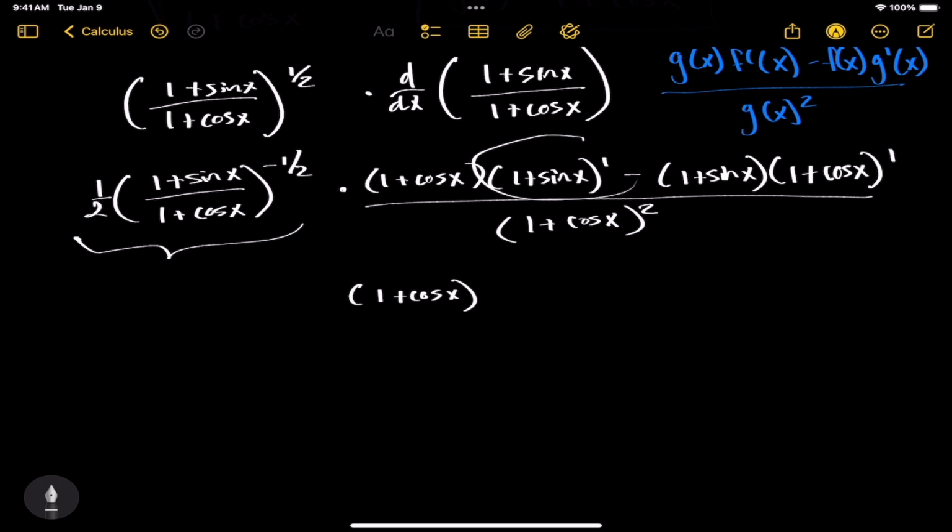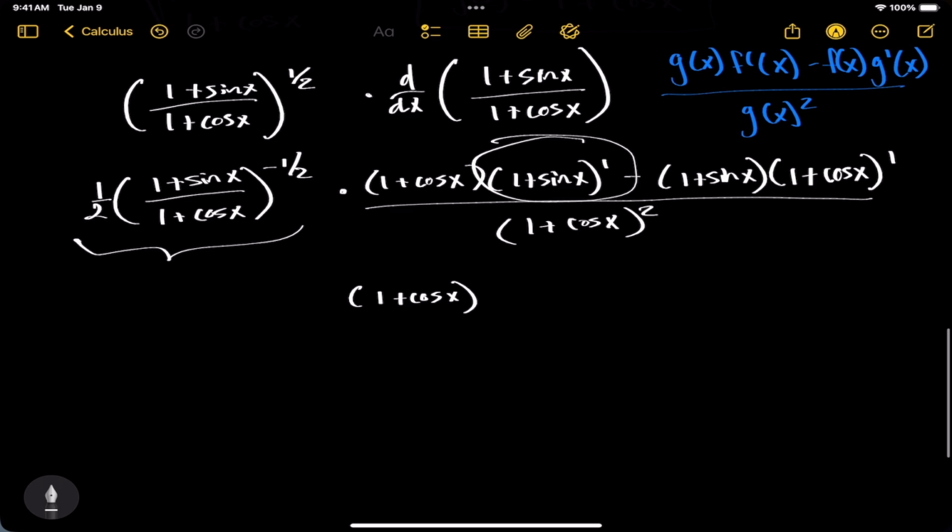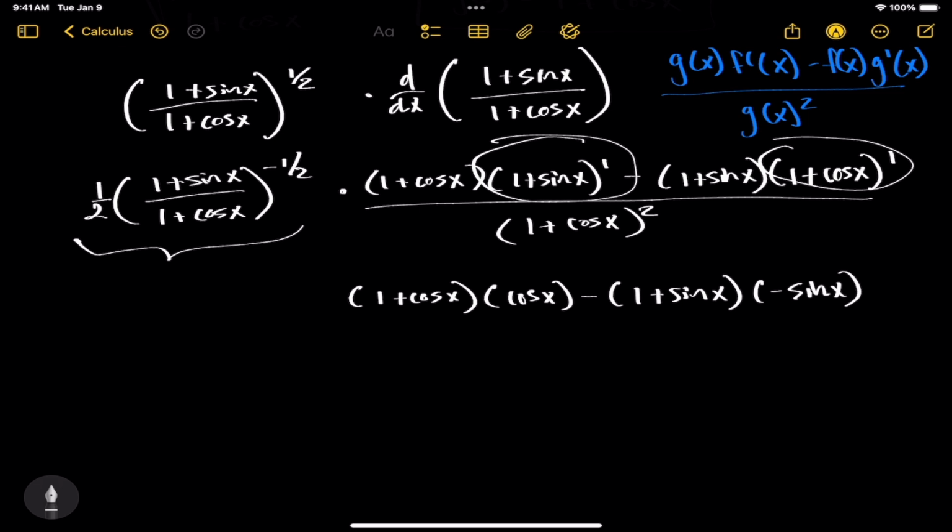And now we're going to take the derivative of this one here. So that's just going to be cosine x. So, of course, the derivative of 1 is 0, and the derivative of sine x inside that parentheses is just cosine x. Then minus, rewrite 1 plus sine x, and the derivative of 1 plus cosine x, of course, the derivative of 1 again is 0, and the derivative of cosine x is negative sine x. Okay, and that's going to be over 1 plus cosine x squared.